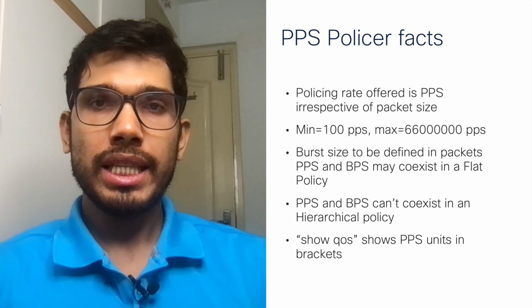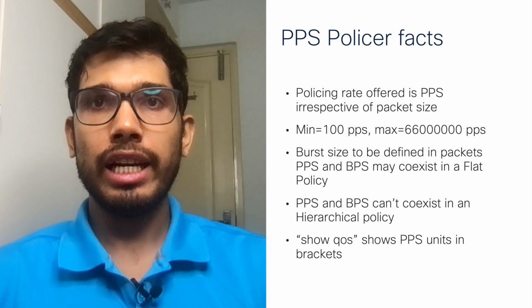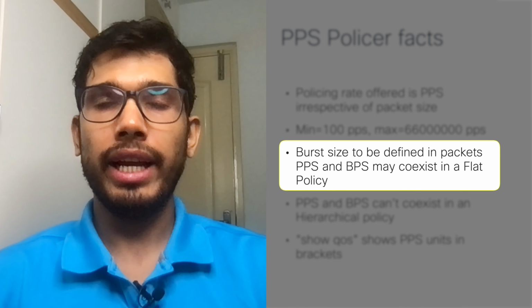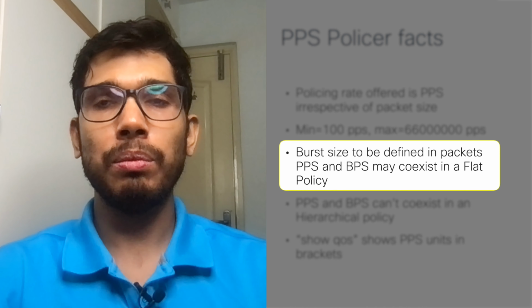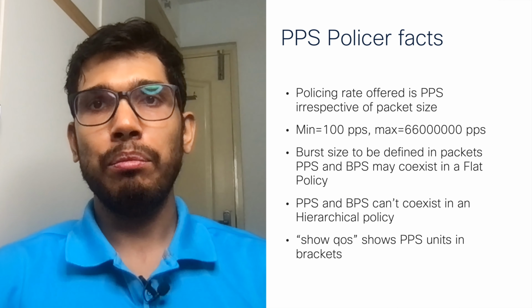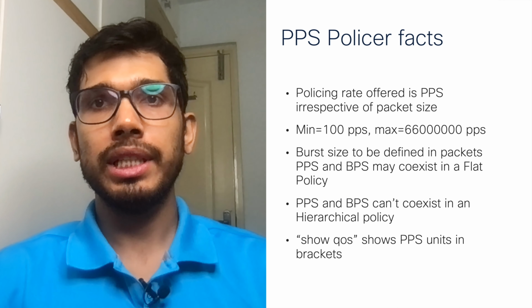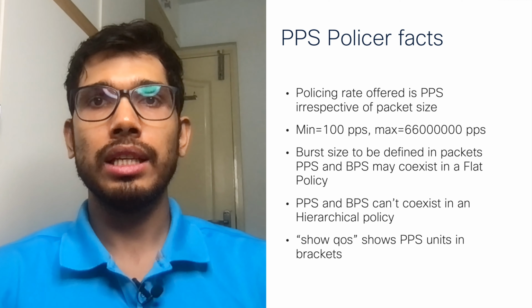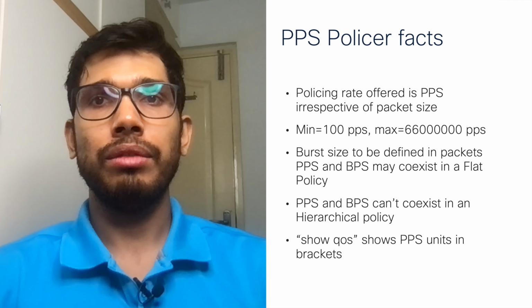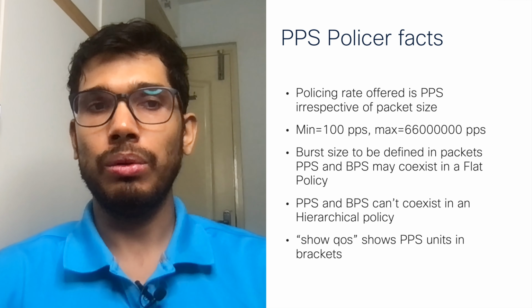PPS and BPS rates may coexist in a flat policy. That means some of the classes might be using a policer defined in packets per second, and some of the classes may be using a policer defined in kbps or Mbps and so on.